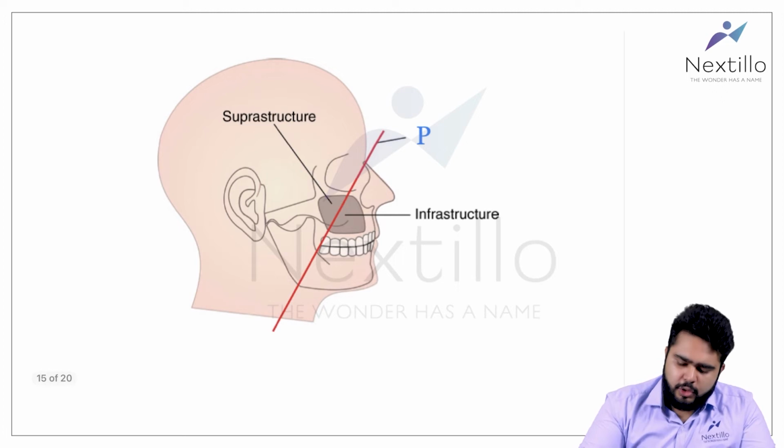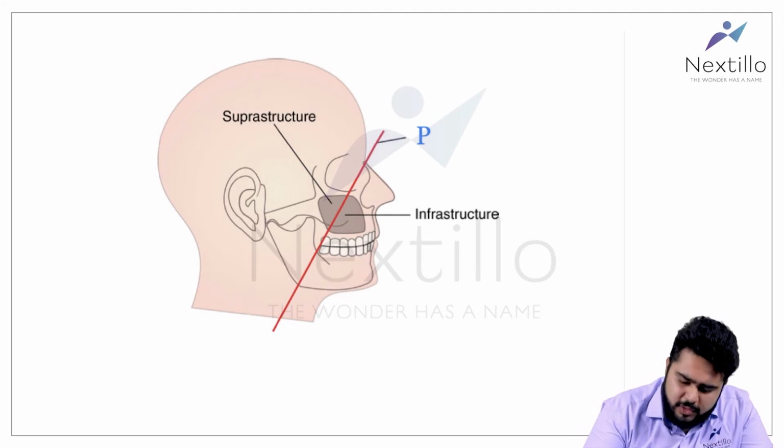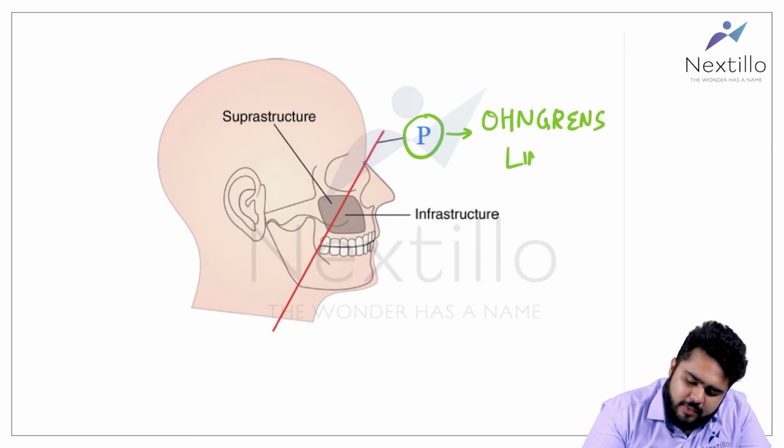Okay, this is related to malignancy. That is my hint. So what is this? What does this P represent? Which line? Ohngren's line. Ohngren's line. Okay.